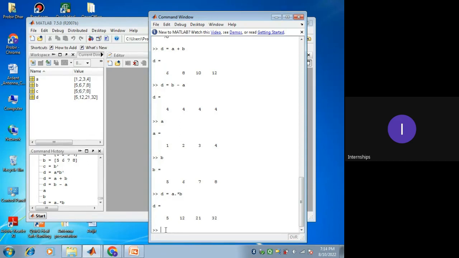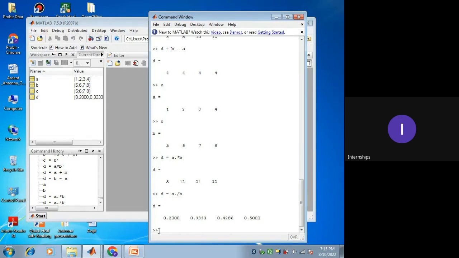Okay. Similarly, we can divide element-wise. D equal to element-wise division: 1 by 5, 2 by 6, 3 by 7, and 4 by 8. So this is the number.